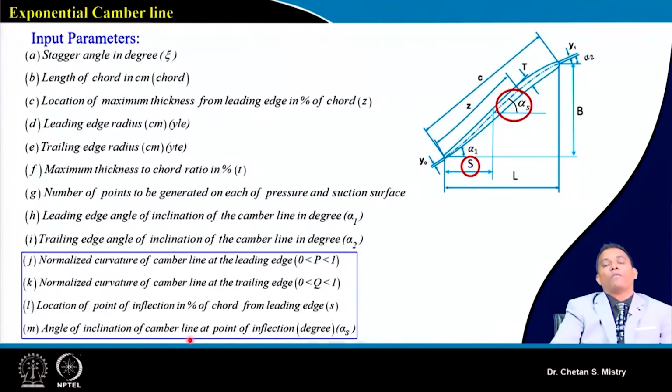So if you recall, when we were discussing the multiple circular arc aerofoil, we had different kinds of configuration where we may be required to manage our flow towards the trailing edge. Okay.